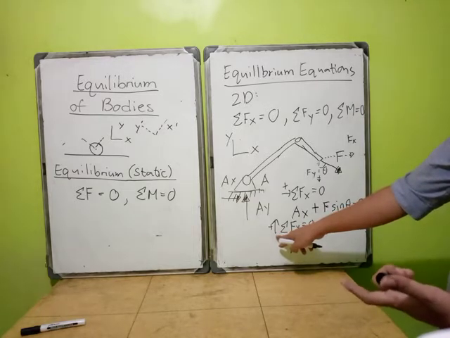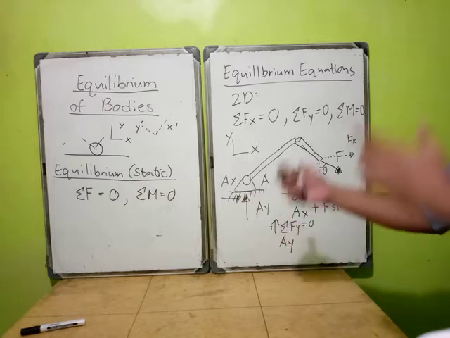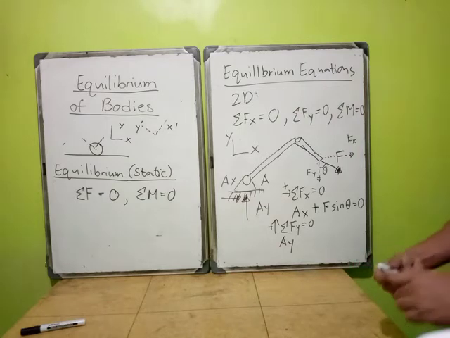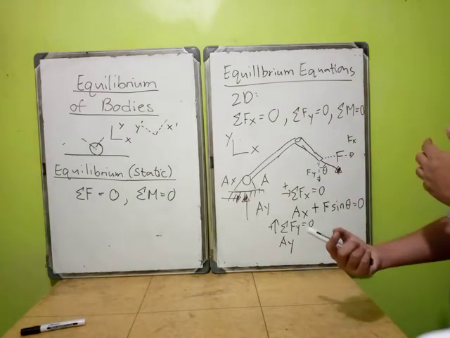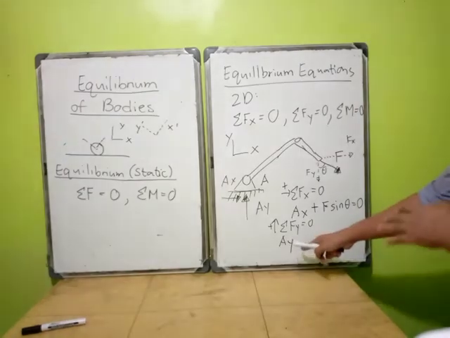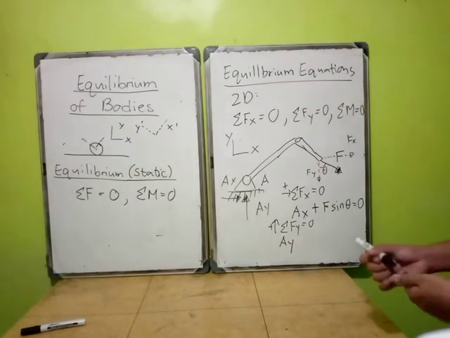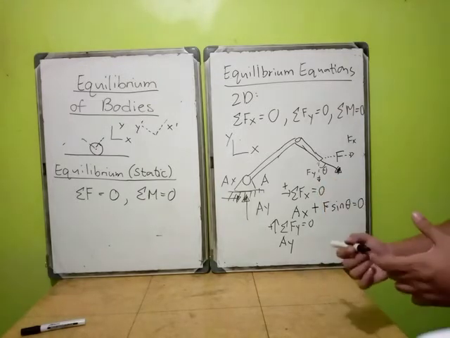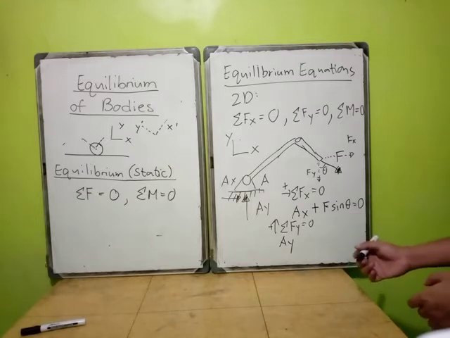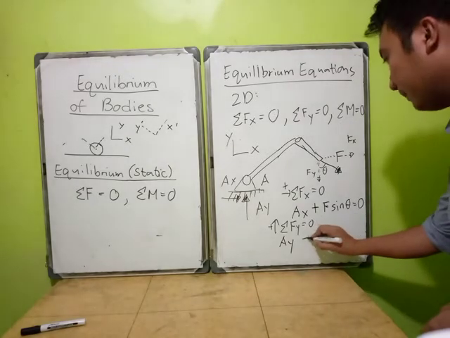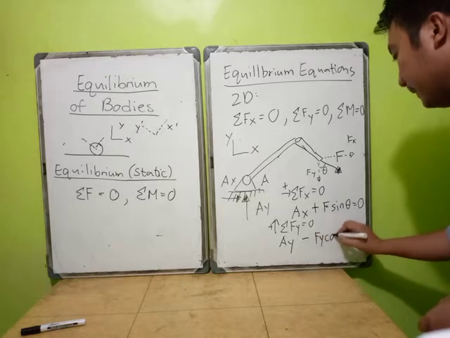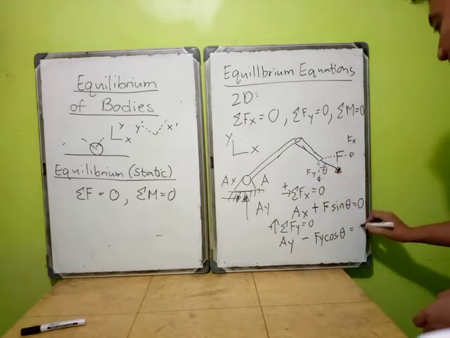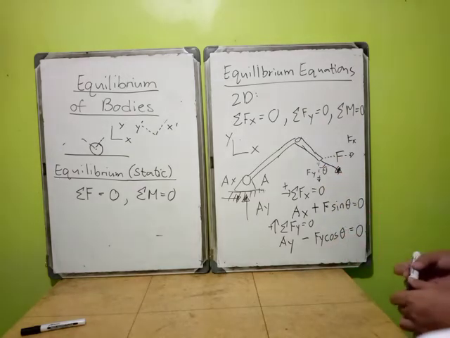Pataas, positive; pababa, negative. Pwede rin mag-assume ka the other way around, pero magkaka-interchange yung signs. Yung dapat sana negative, magiging positive, at yung positive, magiging negative. But anyway, inequate mo naman sa 0, so dapat when you solve for the unknowns, ganun din yung makukuha mong sagot. So, magiging Ay minus F y cosine theta. Okay, bakit cosine? Kasi adjacent. Yung summation of forces y is equal to 0. So, yan yung dalawang equilibrium equations.